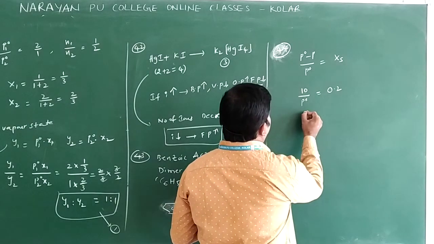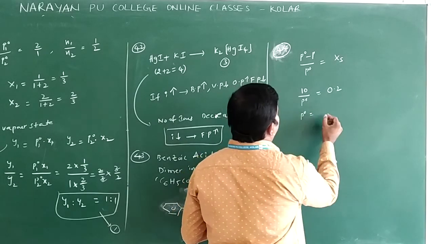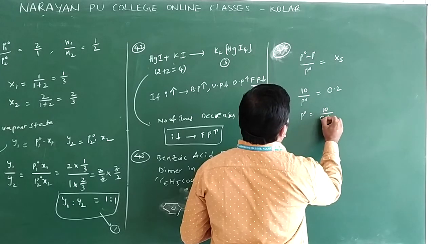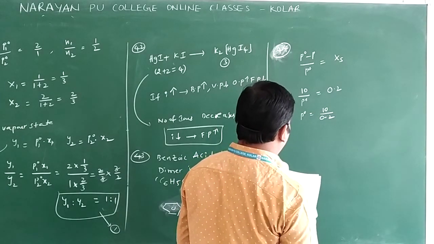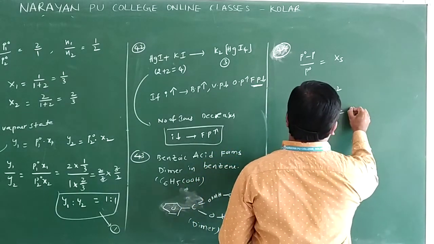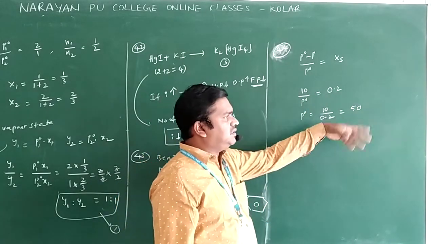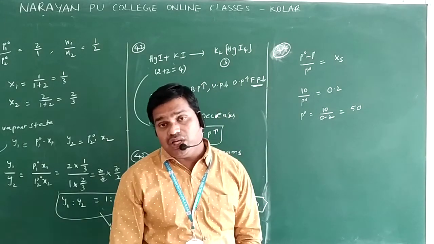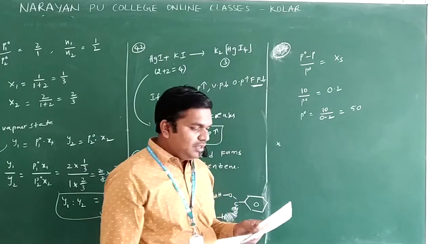Now can we find P0 here? P0 is equal to 10 by 0.2. Can we get 50? So 10 by 0.2 is 100 by 2, which is 50. So the P0 value is 50. Now look at the question again.